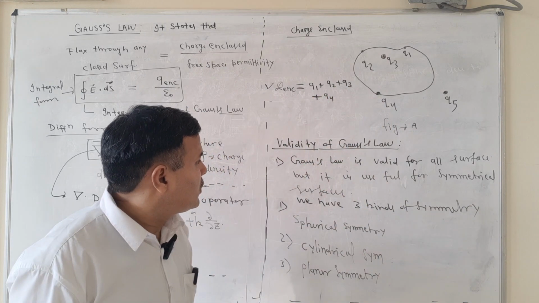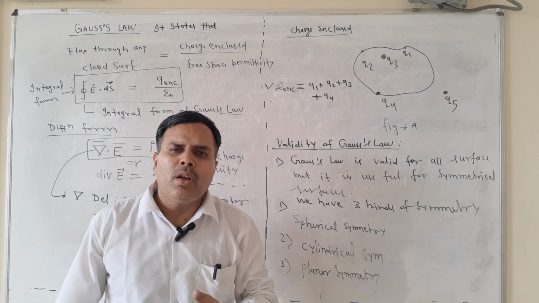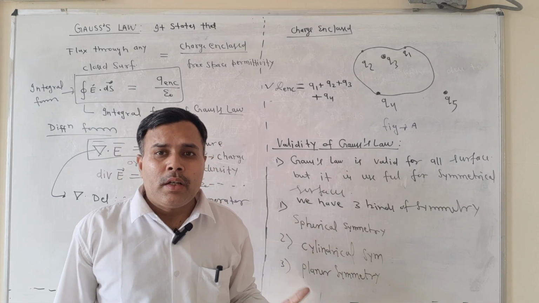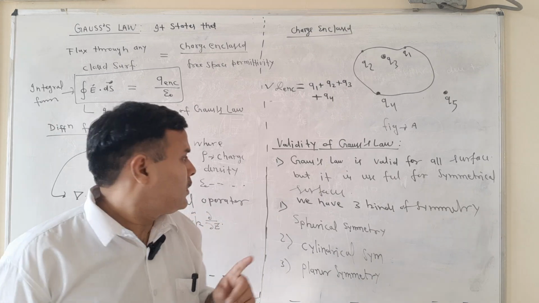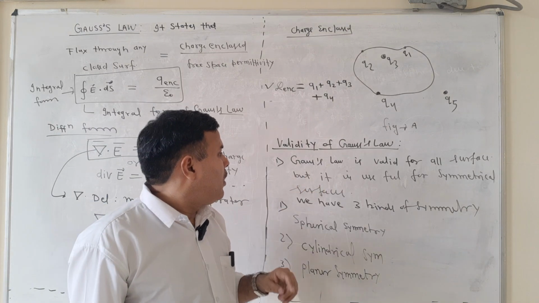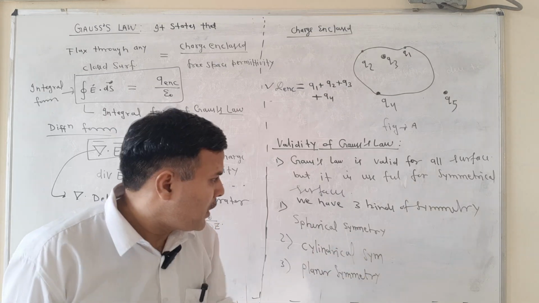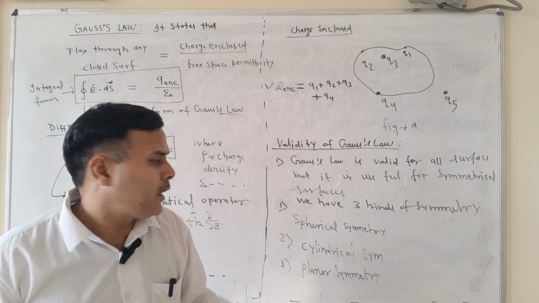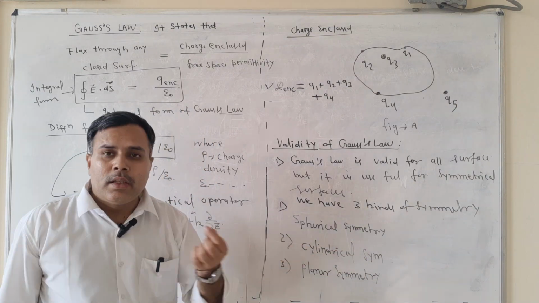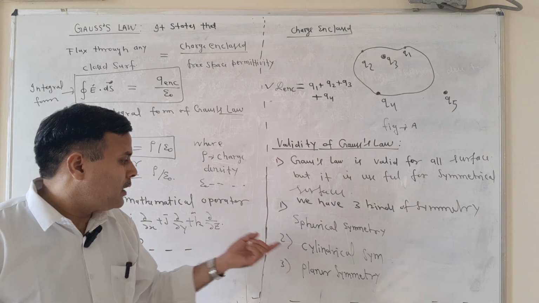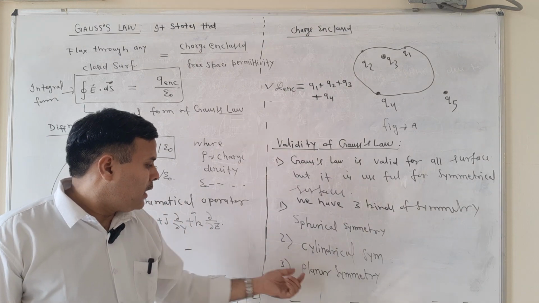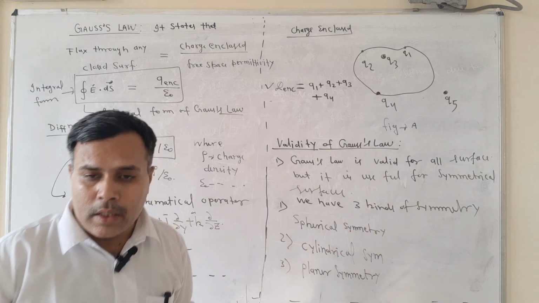And validity of Gauss law. Gauss law is valid for all surfaces, but it is useful for symmetrical surfaces. So we have three different kinds of symmetry. One is spherical symmetry, another is cylindrical symmetry, and third one is planar symmetry.